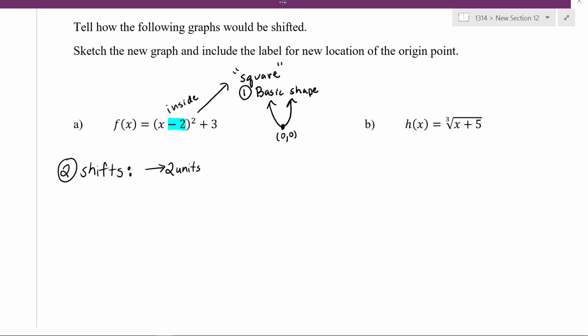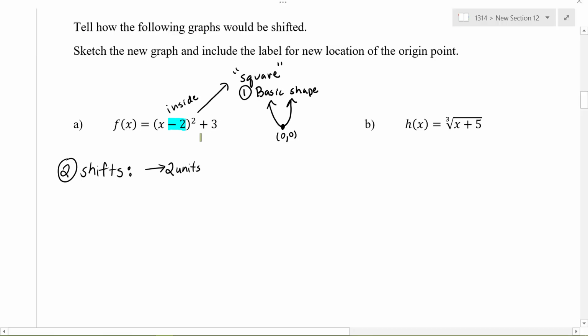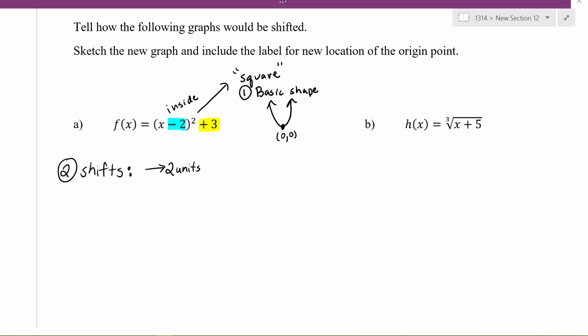Okay, what about that plus 3 that we've added? Is that inside or outside? Okay, that's an outside change.